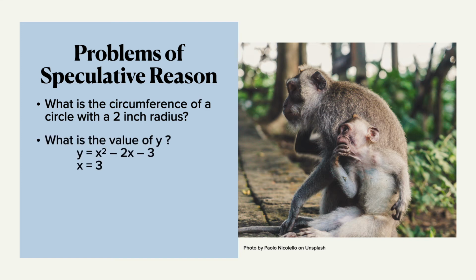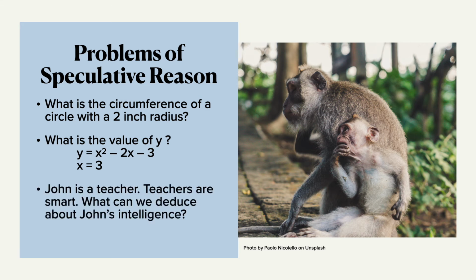Another problem. What is the value of y if y equals x squared minus 2x minus 3 and x equals 3? Did you get the answer 0? We get this one by plugging in 3 for x and solving the equation. Okay, one more example. John is a teacher. Teachers are smart. What can we deduce about John's intelligence?